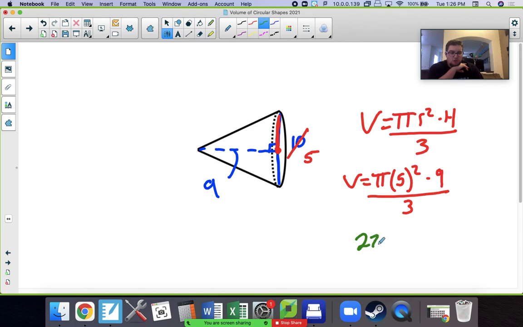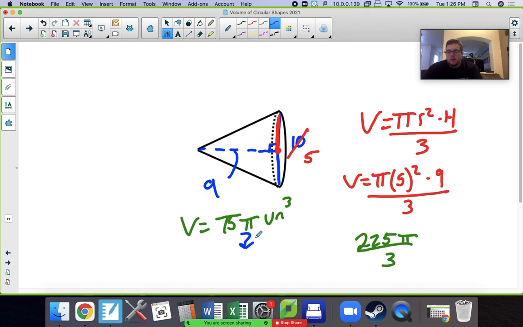gives us 225 pi over 3. So we divide that by 3. And the volume of this cone is 75 pi units cubed. We want the estimated answer, multiply that by 3.14, and we get 235.5 units cubed.